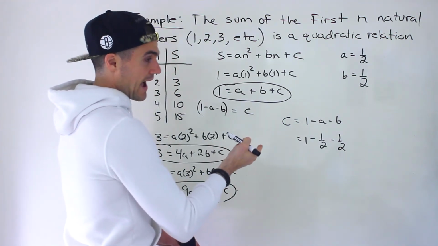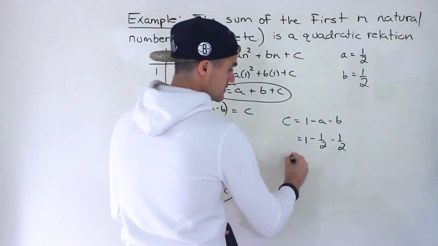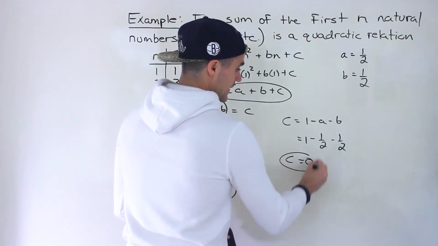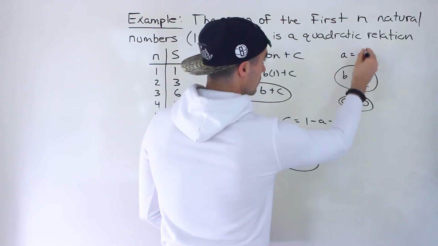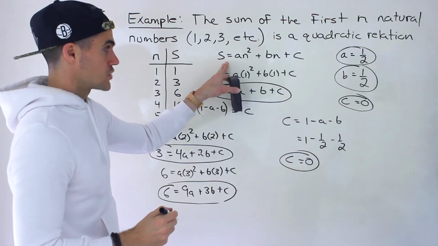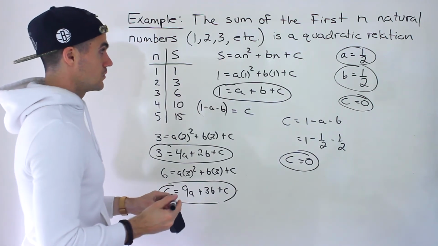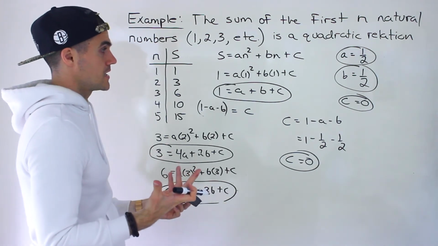What's 1 minus 1/2? That's 1/2 minus 1/2. That just gives us 0. So we get a c value of 0. So those are the three values in the quadratic relation. And so we are pretty much done part B.